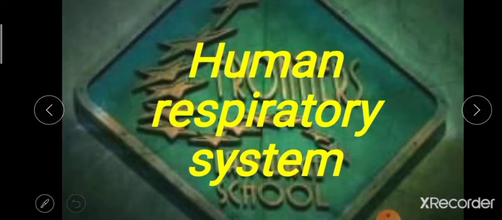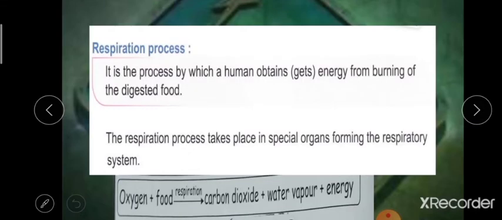Human respiratory system, it is a system for breathing or respiration. In the respiration process, we get oxygen and remove carbon dioxide during breathing. Why does this occur? To get energy. We breathe and eat to get energy. So blood distributes oxygen and food all over the body to get energy.